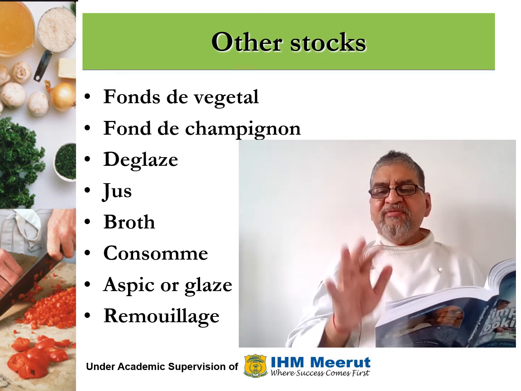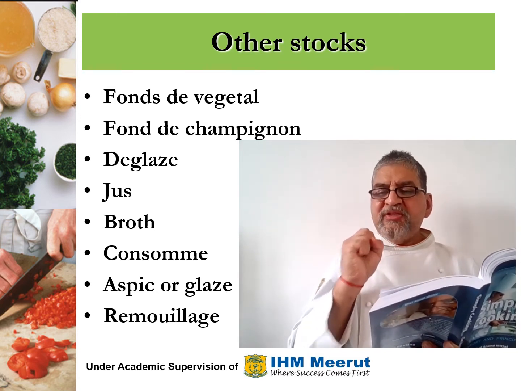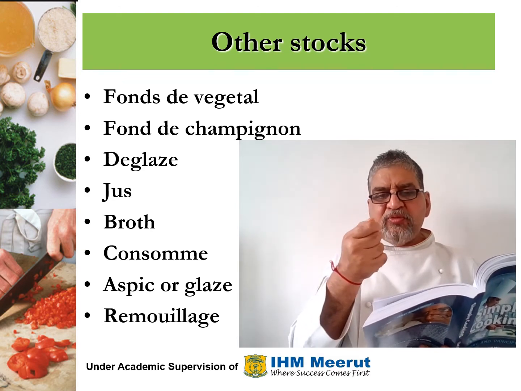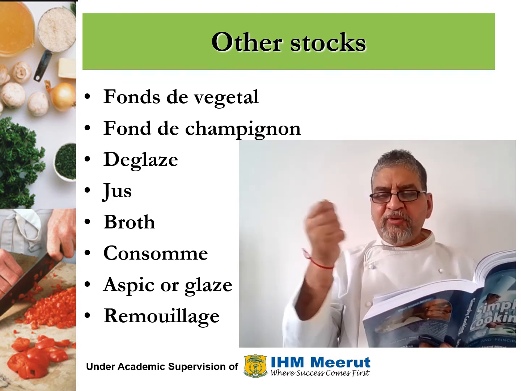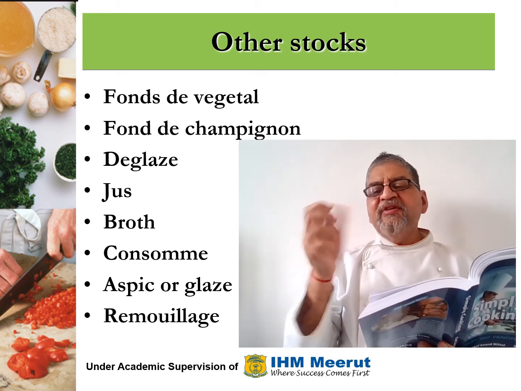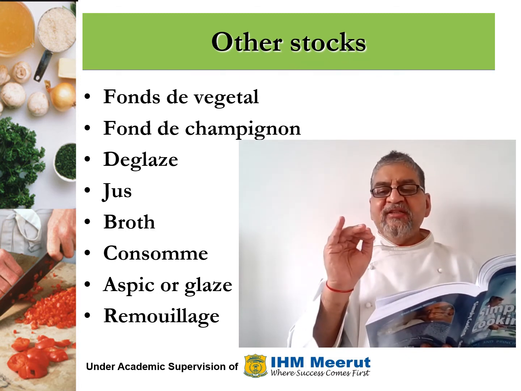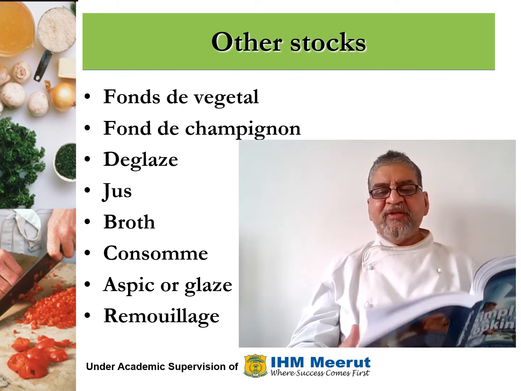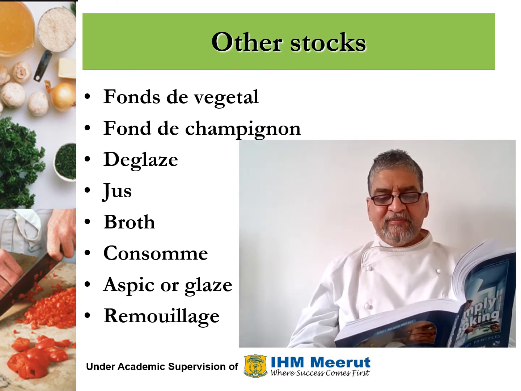So aspic or glaze is clarified consommé which is reduced to 50%, which means it has a very, very high gelatin content. If you take a small spoon of the aspic and you put it in the refrigerator, then it will set like a jelly. That is the way we identify that the aspic or glaze is ready.